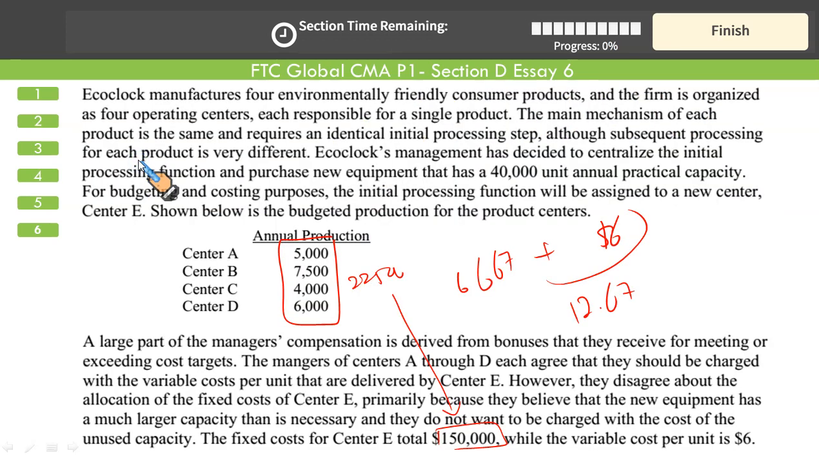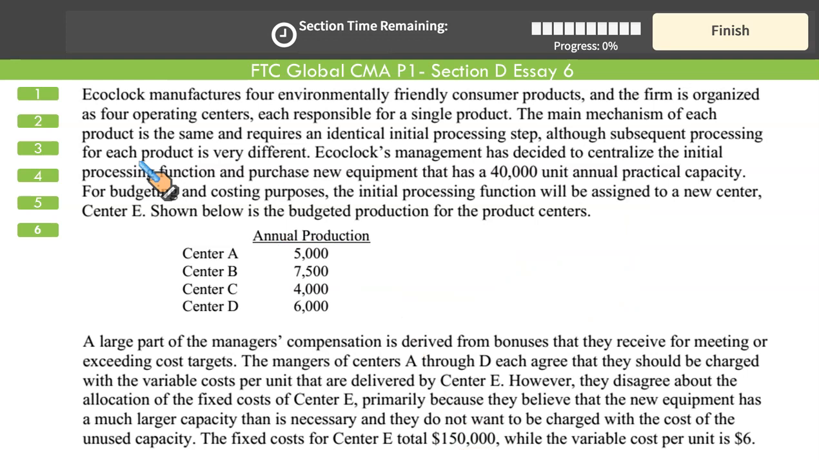It's too easy. There's nothing complex, just straightforward computations. So if center B reduces its production from 7,500 to 5,000 units, it's anyone's guess the unit cost would increase. Why? Because the denominator has fallen from 22,500 to 20,000. The allocation base has now fallen. Since the denominator falls, the unit cost goes up.